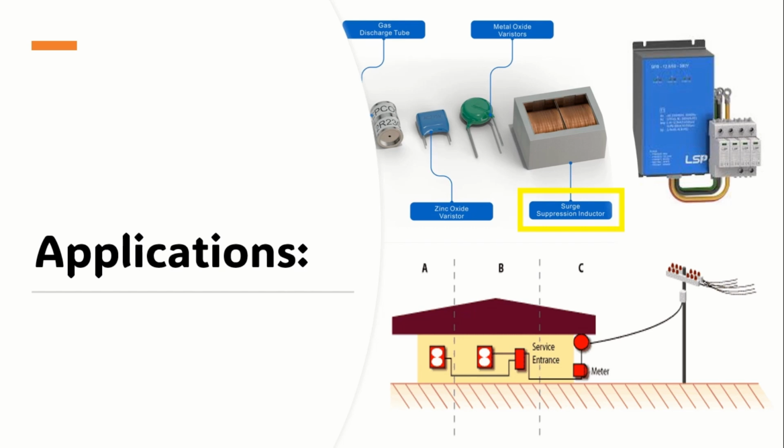Another role is filtering. Inductors act as low-pass filters in surge protection circuits, allowing normal operating currents to pass while blocking high-frequency noise and transients. So surge protection circuits often use inductors in combination with other components like capacitors, resistors, and diodes. The inductor's inductance value determines how much it resists changes in current.